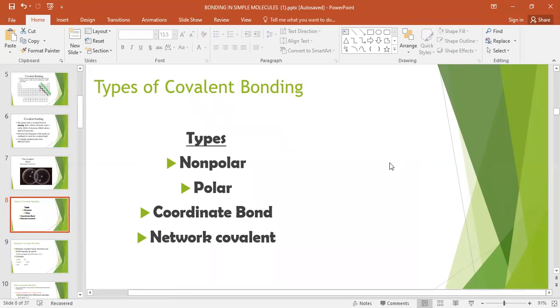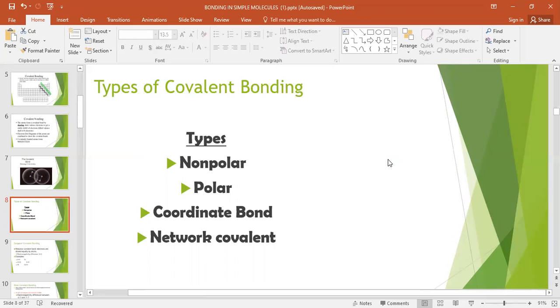Now, not these types of covalent bonding, single, double and triple; this is for grade 9. Now you are in grade 11, so we have more explanation. Instead of single, double and triple bonding, I am going to use non-polar, polar, network and coordinate. You need to pay attention because this one is new for you. As I mentioned, the types are non-polar, polar, coordinate bond and network bond.